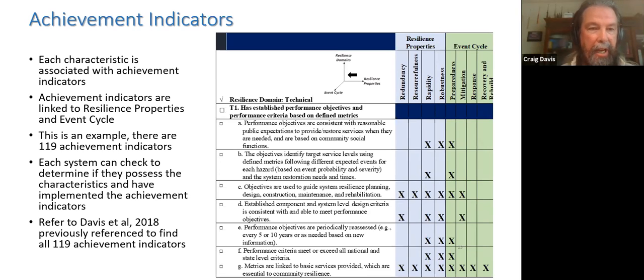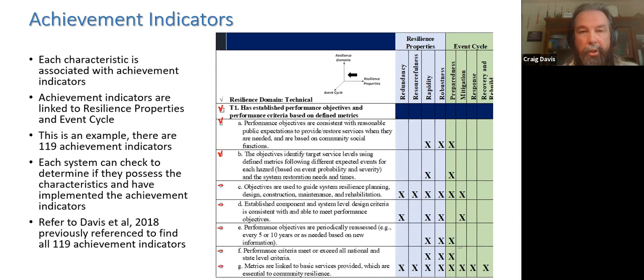Each system can check to determine if they possess the characteristics and have implemented achievement indicators. And so I refer you back to the paper that I mentioned before for more detail on the achievement indicators. I don't have time to go through all of those. So what this table shows at the top is characteristic T1 that I described to you earlier. And then on the right, you see a series of columns for resilient properties and the event cycle. So you can use this as a lifeline organization to better understand where you're at as far as achieving these indicators and if you have these characteristics.